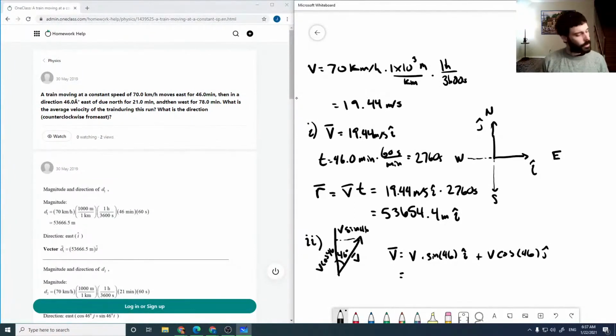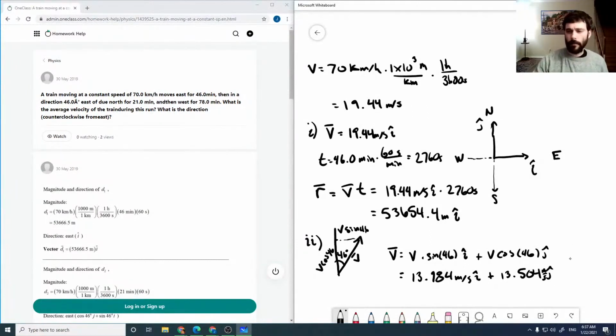My velocity in this case is the same one, so 19.44. So I can put this in my calculator and get 13.984 and 13.504. And these are meters per second.